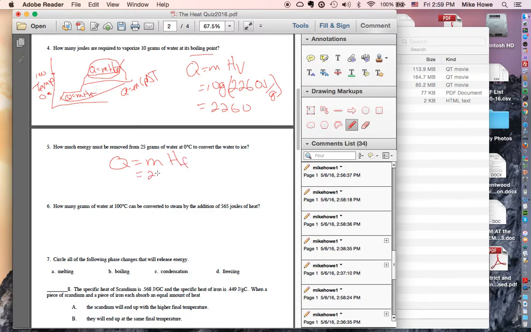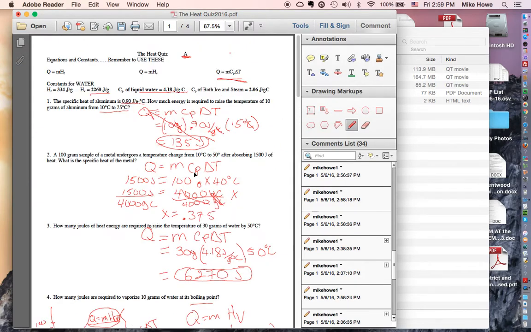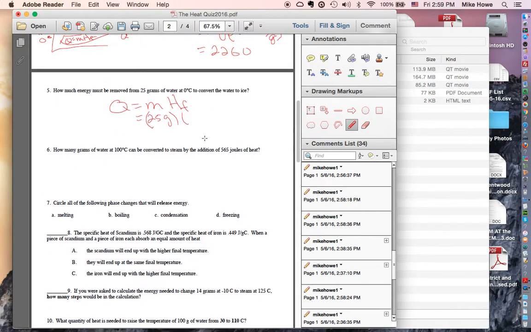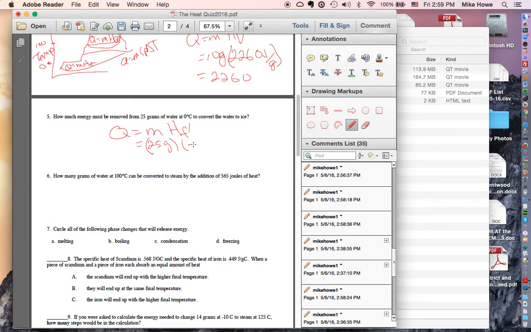The mass is 25 grams, and heat of fusion at the top of the page is listed as 334. So now I need to multiply those two numbers together. 25 times 334 is 8,350.